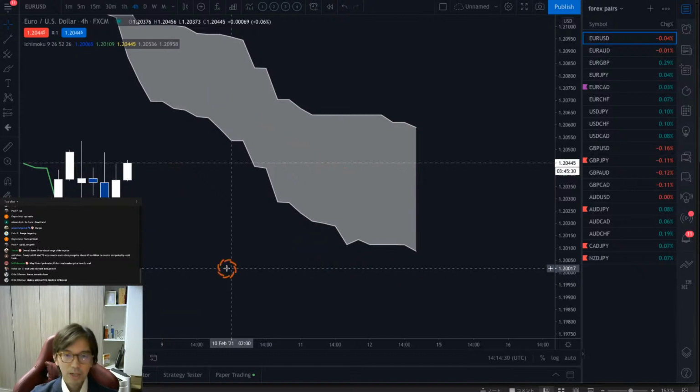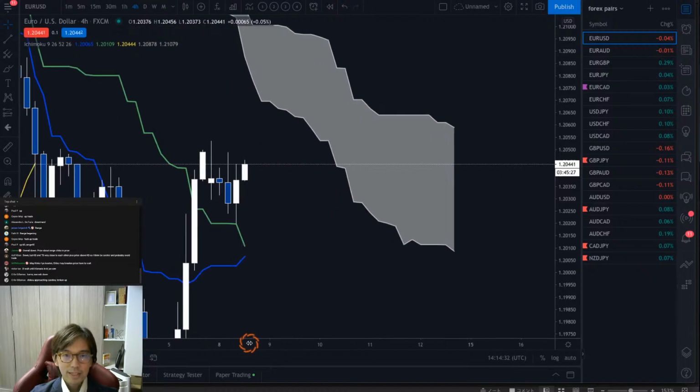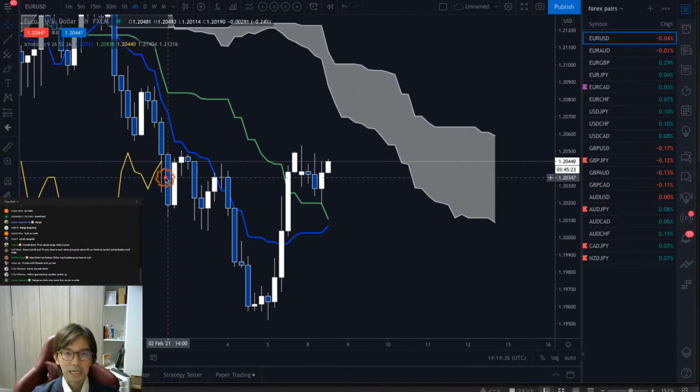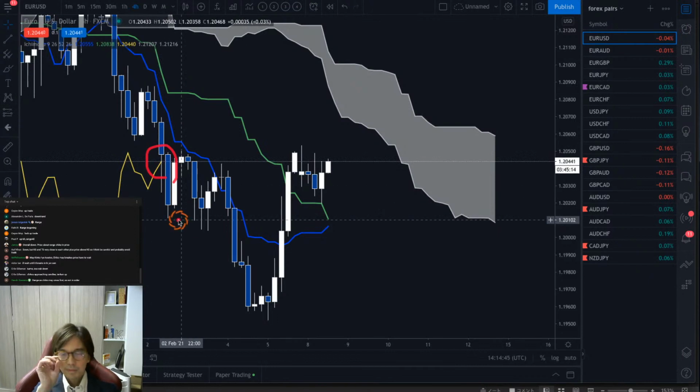And the reason is because, as Mr. Fernandez and other traders mention, first, Chikou span touching the candles. When you see Chikou span touch the candles, this is the sign of the range. It's a sign of the range on this particular time frame.